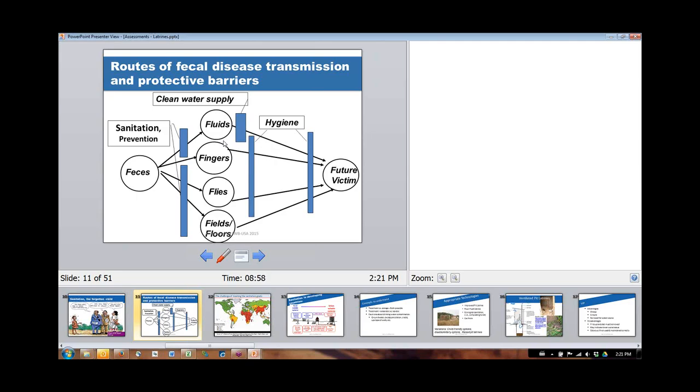They know how to get rid of flies. They know to cover things up to keep flies out of their food. They know how to keep the field floors clean because they can do something like a cat hole instead of going to the bush and pooping on the ground. So hygiene is by far the most important thing. So make sure you include it in your project.